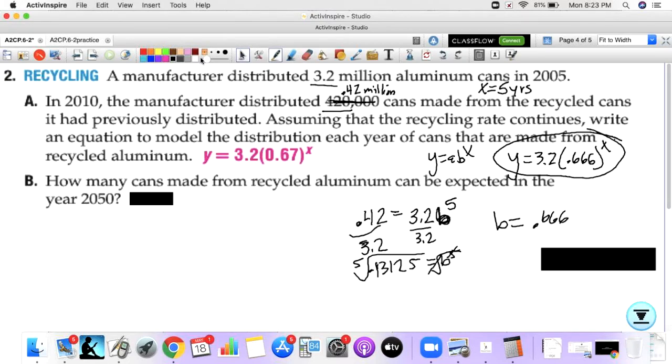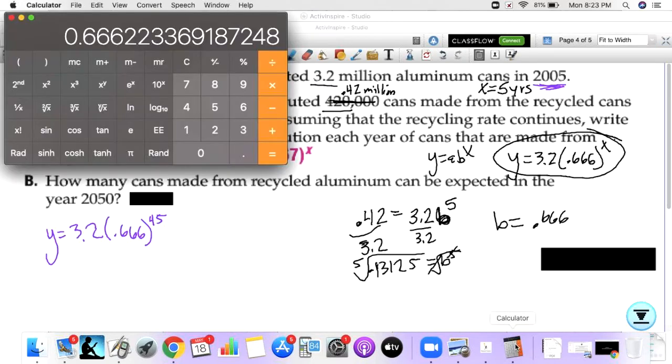The next part of this problem asks us how many cans can be made from recycled aluminum in the year 2050, okay? So if it starts in 2005, what's it going to be in 2050? So our time frame between these two is going to be 45 years. So it's going to be y equals 3.2 times 0.66 to the 45, because 45 years are going to happen. So let's do it.